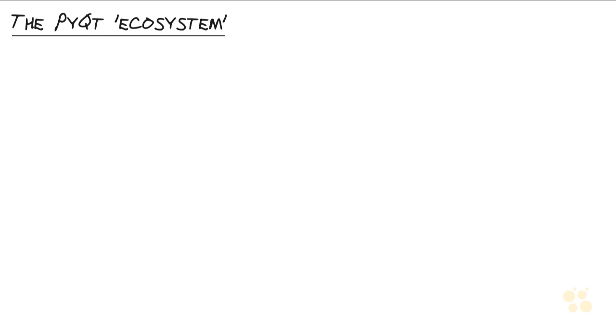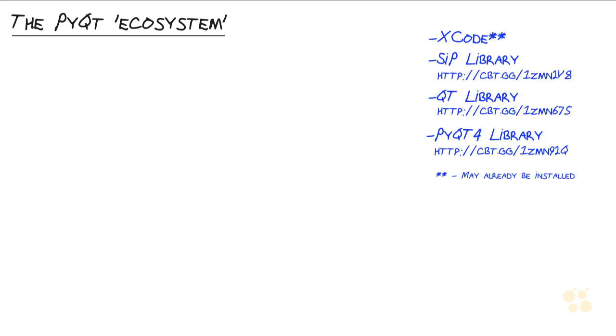First things first, let's talk a little bit about what I call the PyQt ecosystem. And what I mean by that is the suite of tools that are required to actually develop with PyQt on our system. And in this case, it's a Macintosh operating system. So we're going to need a couple of different components. We're going to need the SIP library, the Qt library, and the PyQt library, as well as something called Xcode. That's the command line developer tools for making and compiling C programs inside of Macintosh OS.